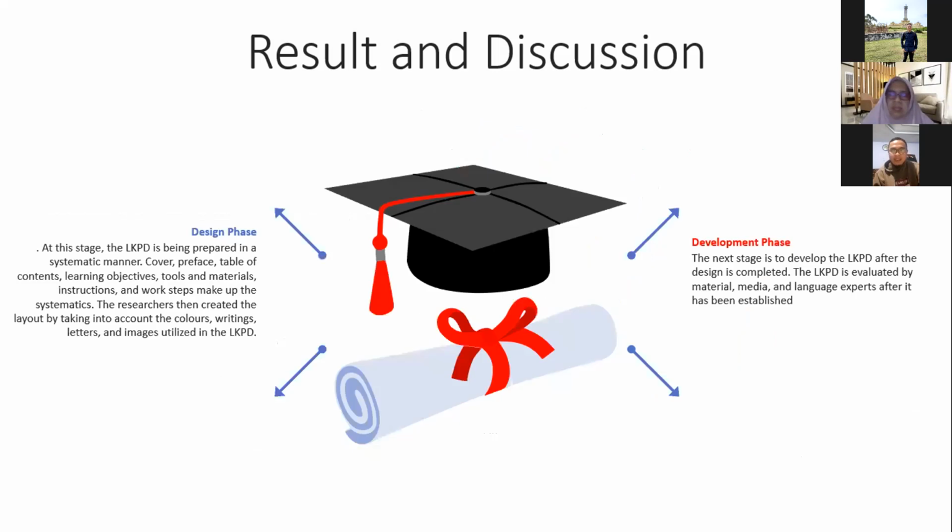and student activity is demanded. For the design phase, at this stage, the LKPD is being prepared in a systematic manner: cover, preface, table of content, learning objective, tool and material instruction, and work mathematics. The researcher spread the light out by taking into account the color, writing, letters, and image utilized in the LKPD.